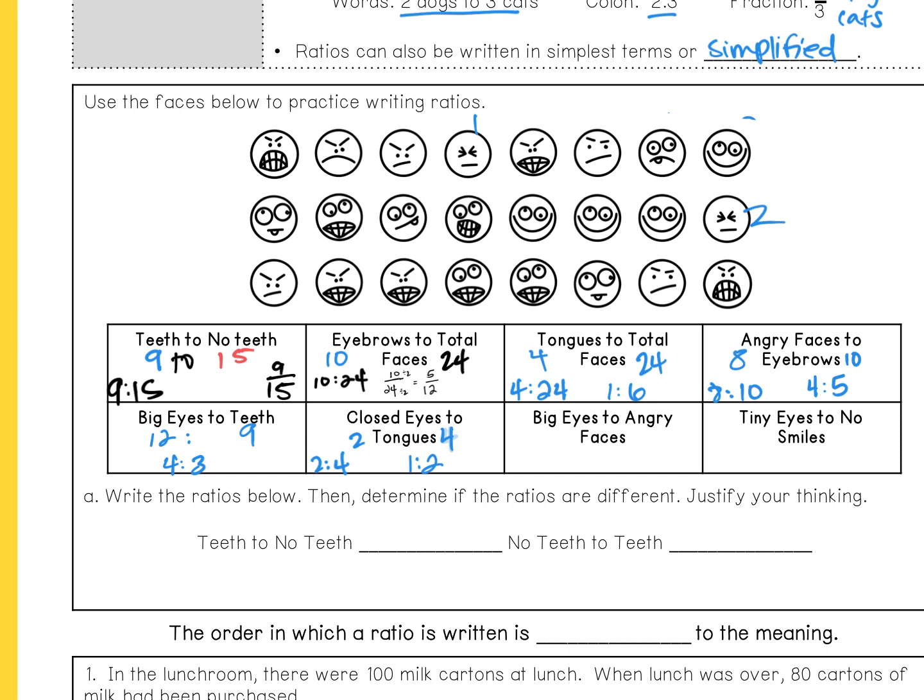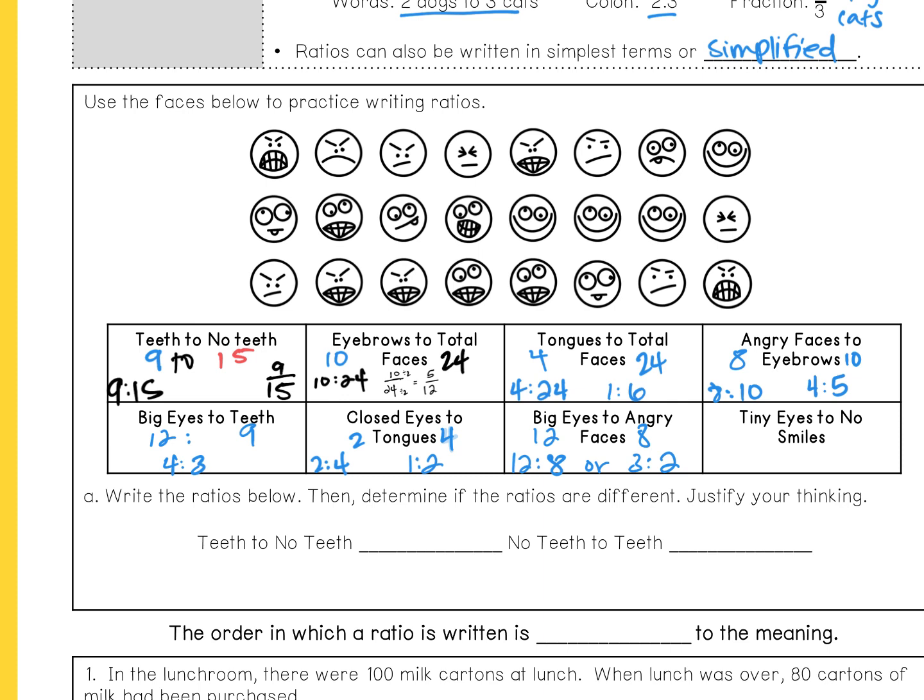And now we are going to find big eyes to angry faces. So I have 12 faces with big eyes and 8 angry faces. So our ratio would be 12 to 8. And when I simplify that, 12 and 8 are both divisible by 4, so I can make it 3 to 2.